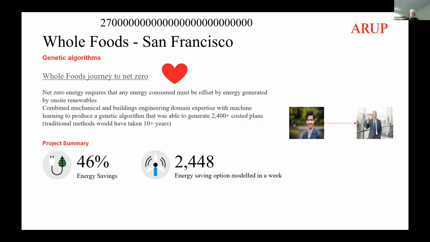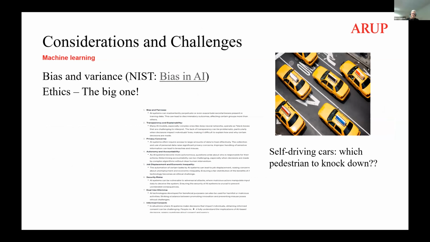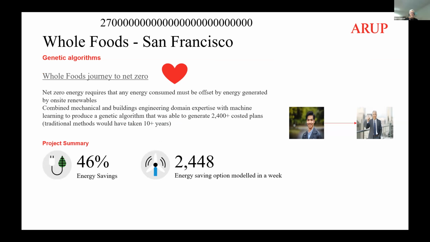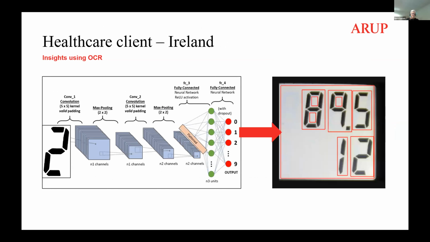My favorite one, which used the genetic algorithm, is the Whole Foods project. Sorry, I'm having technical difficulties with my slides. This was done by my colleagues out in San Francisco.